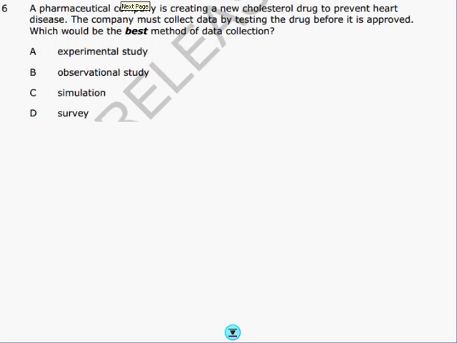Okay, a pharmaceutical company is creating a new cholesterol drug to prevent heart disease. What's the best way to collect data? Well, with medicines, as you know, people do participate in medical studies all the time. That's the way that medical companies have to prove their drugs work, by actually doing it. So simulations and surveys aren't doing it. An experiment is when you control everything, but you don't get to control everything in medical patients' lives. So what they do is they give people medicine and they observe them. That's an observational study. They observe them as they would be in the real world.